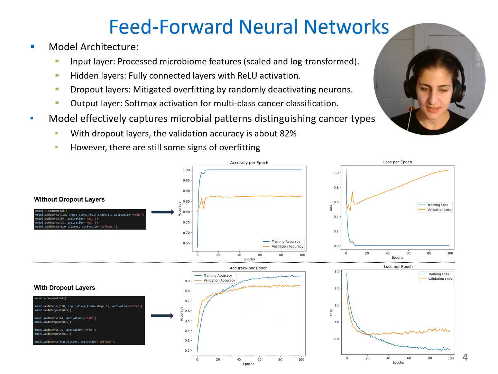In order to classify different cancer types based on the sequencing data, I started with a feed-forward neural network. The model architecture was pretty straightforward: an input layer, three fully connected hidden layers with ReLU activation, at first no dropout layers, and just an output layer after the hidden layers. This model had very good accuracy, 85%.